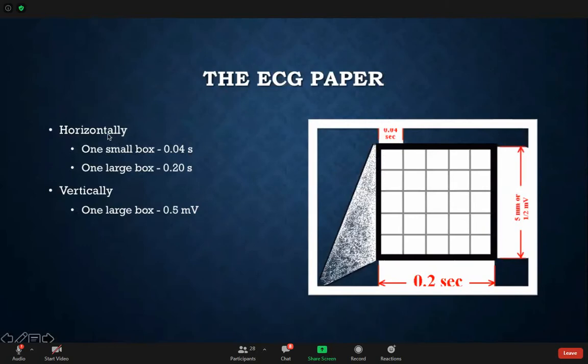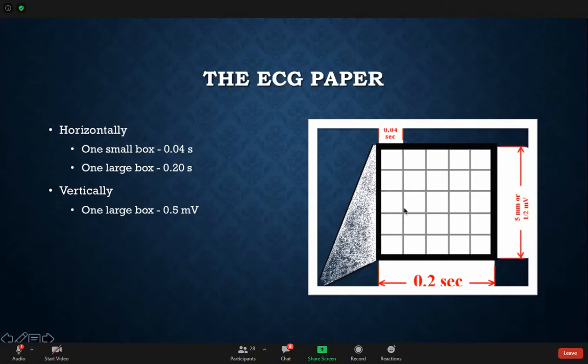Okay, so this is the ECG paper. Every small box horizontally represents time. Every big square contains 5 small squares. Every one small square is 40 milliseconds or 0.04 seconds, and every one large square is 200 milliseconds or 0.2 seconds. So the horizontal squares on the ECG represent time.